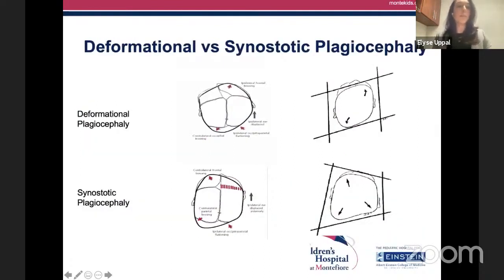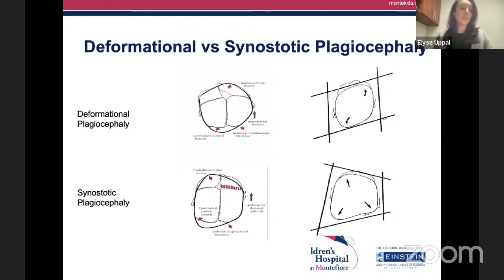So I want to talk a little bit more about deformational versus synostotic plagiocephaly. It's really crucial to distinguish between the two. And I know as pediatricians, you guys probably see a lot of deformational plagiocephaly, particularly since the Back to Sleep campaign. So the reason we need to distinguish between the two is that treatments are very different. So it's surgery for synostosis versus non-invasive measures like helmets or positioning for deformational plagiocephaly.